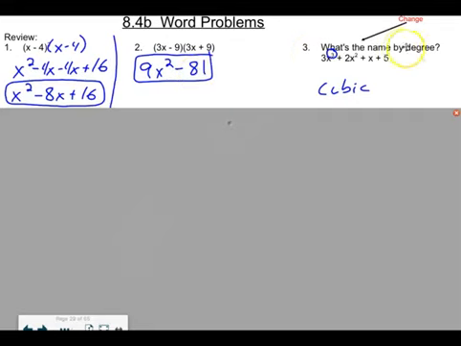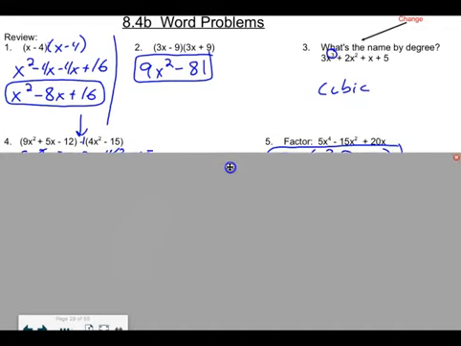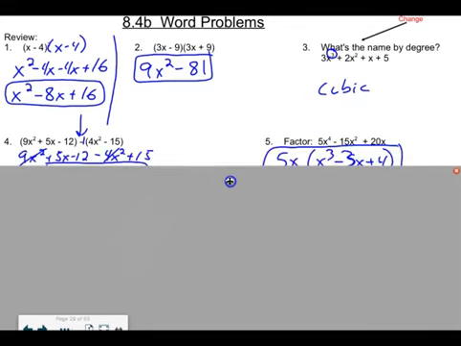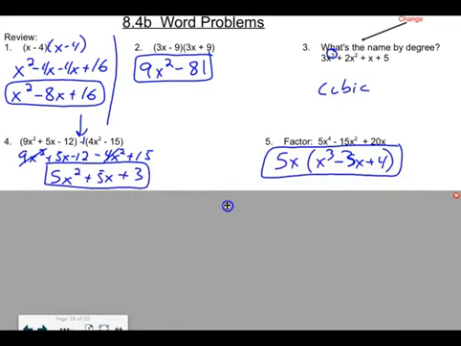Number 3, what is the name by degree? So remember you look at the biggest exponent. And so this is a cubic. Number 4 is a subtraction problem. So you need to put the little negative 1 in there and then distribute. And so that gets you to this line. And then once you combine like terms, you should get 5x squared plus 5x plus 3. Make sure you didn't try to multiply here. There's a minus in there, not a multiply.